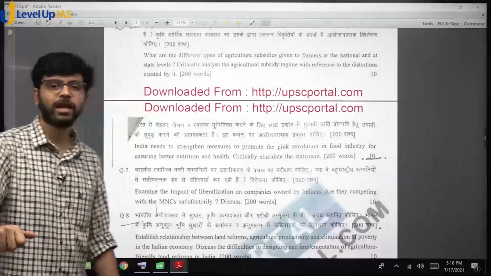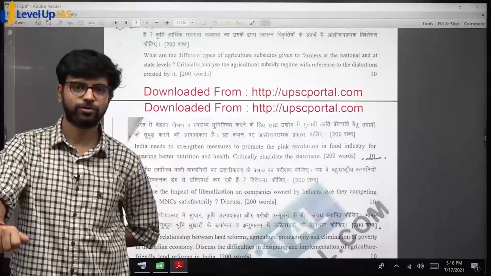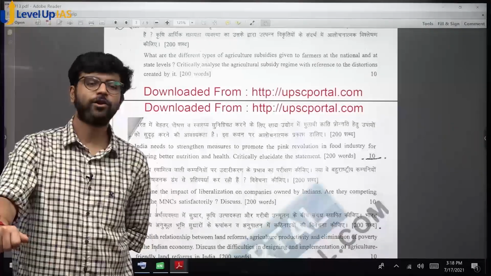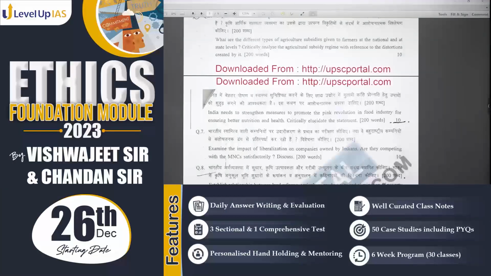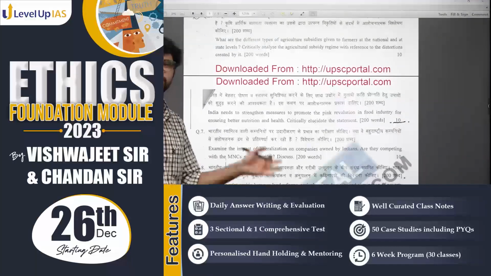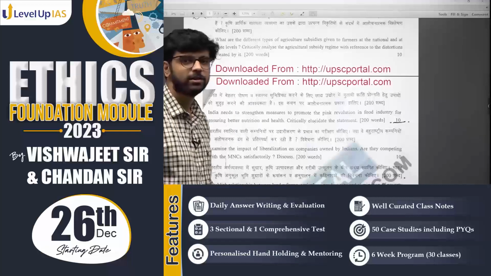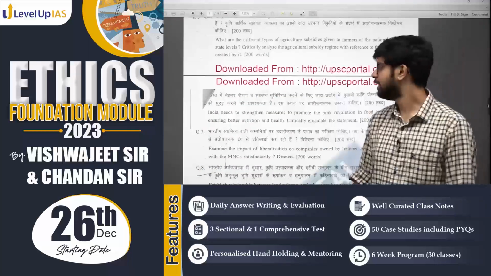What is pink revolution? Can you guess? What is white revolution? Do you know? Milk. Green revolution? Crops. What do you think is pink revolution? Poultry, meat. So it is both, na? It is economics of animal rearing as well as food processing also mein aa jata hai, na? Nowadays you get packaged meat, right? So it is 0.5, 0.6 combination.